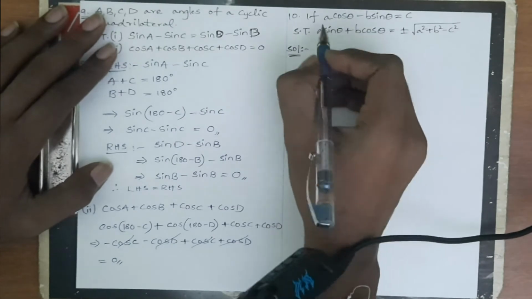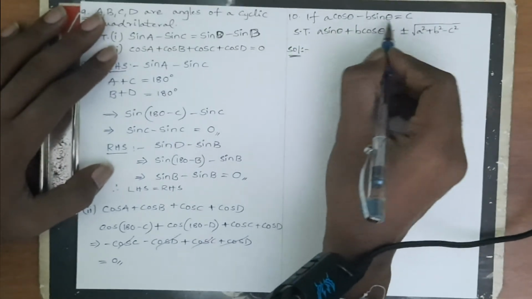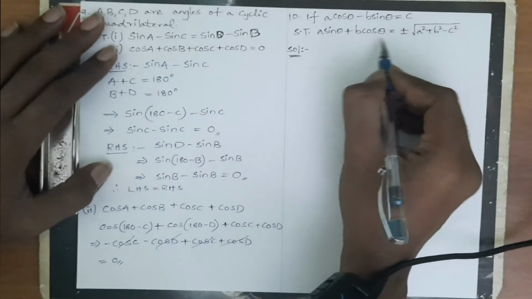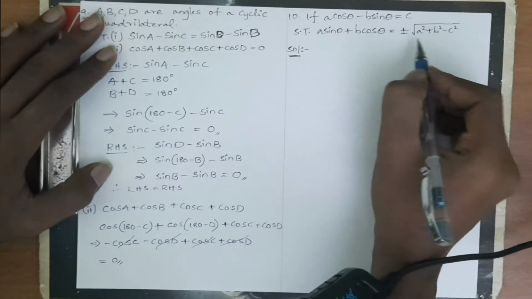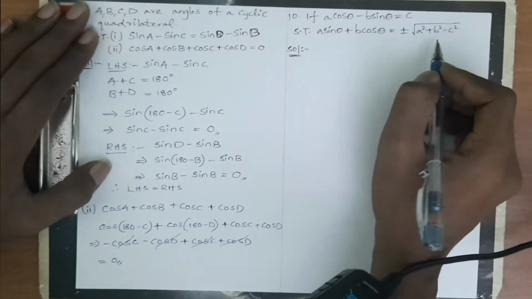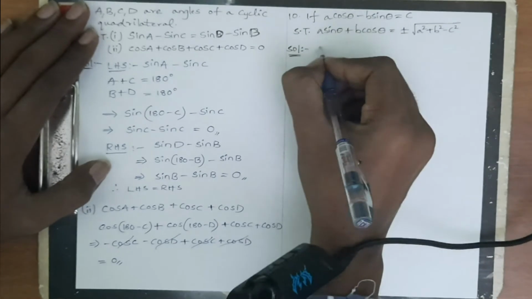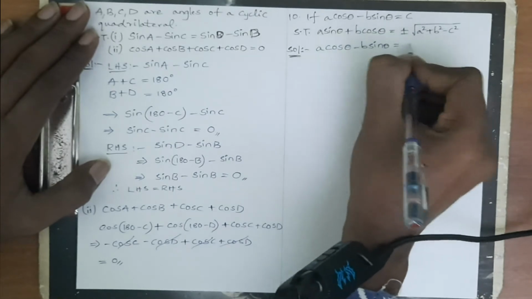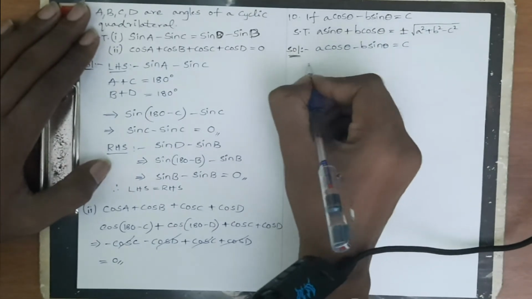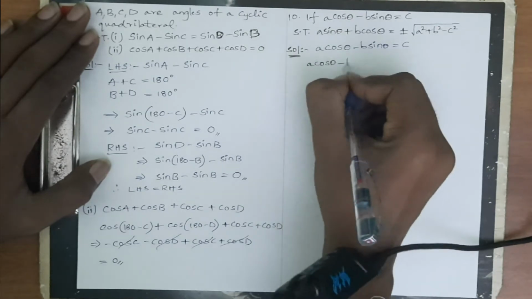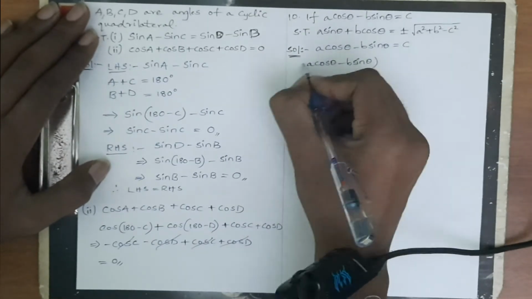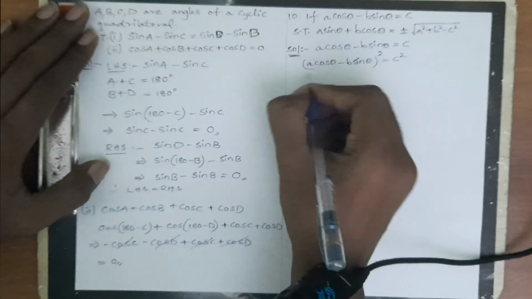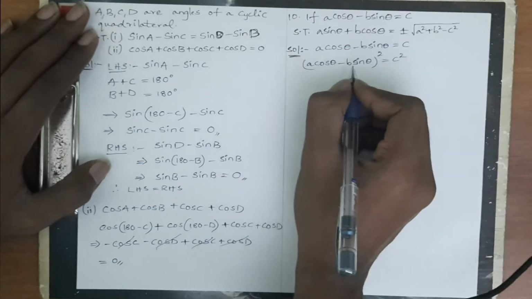So the next question is, if A cos theta minus B sin theta equals C, then we have to show that A sin theta plus B cos theta is equal to plus or minus root over A square plus B square minus C square. So let us consider this equation, A cos theta minus B sin theta equals C. Let us square this on both sides. So that becomes A cos theta minus B sin theta whole square equals C square. Now let's expand this square so that it is of the form A minus B whole square.